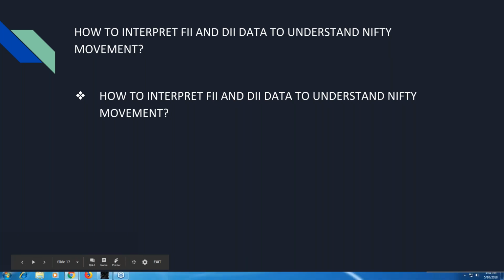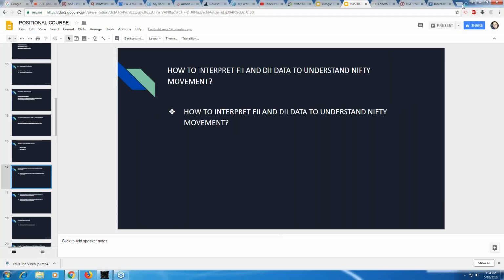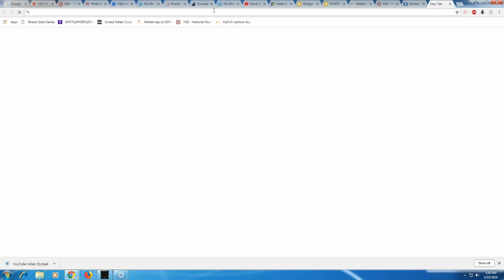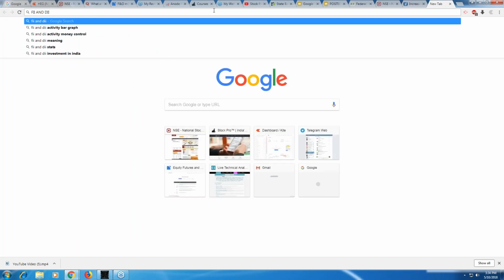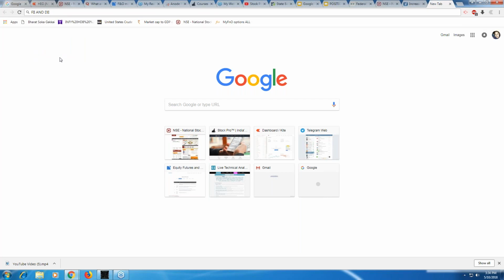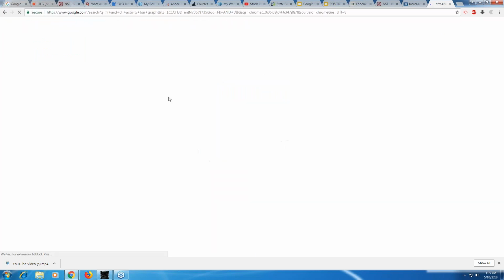We go to the Google browser once again and type FII DII data, right? And let's look into the activity bar graph only. Just the bar graph will help us in understanding it in a better way, but you can do any which way that you feel comfortable with.